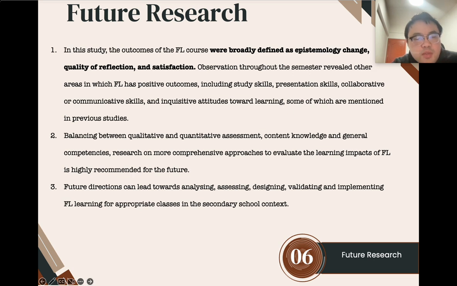There's also a possibility that this study could balance between qualitative and quantitative assessment, content knowledge, and general competencies, with research on more comprehensive approaches to evaluate the learning impacts of flipped learning. Then the last one would be that future directions can lead towards analyzing, assessing, designing, validating, and implementing FL for classes at the secondary school context or even at the primary school context. That would be all for my presentation.